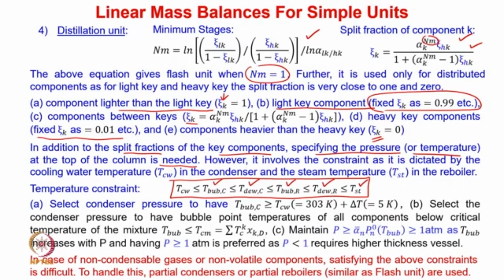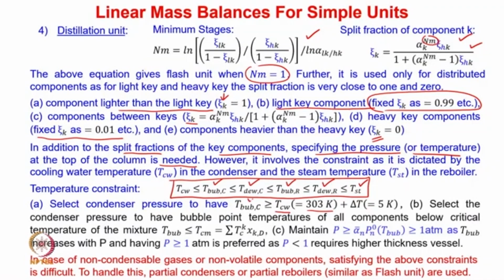So these constraints have to be satisfied. Now just look at some simple calculations here. Remember that we said the cooling water temperature should be around the ambient temperature, typically around 30 degrees. That becomes 303 Kelvin, and if you take delta T of 5 degrees, then the bubble point temperature should be around 310 or so. It should be greater than 310, something like that.